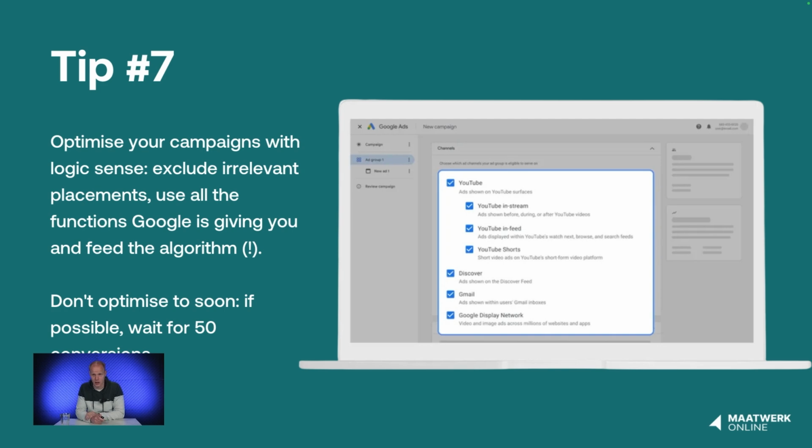Tip number 7 is optimize your campaigns with logic and sense. Exclude your irrelevant placements. Use all the functions Google is giving you to feed your algorithm. Again, offline conversion tracking. But the biggest mistake that I'm seeing made in demand gen campaign optimization is that people tend to optimize too soon. If possible, wait till you get at least 50 conversions a month, or at least 50 conversions, before optimizing your demand gen campaigns.